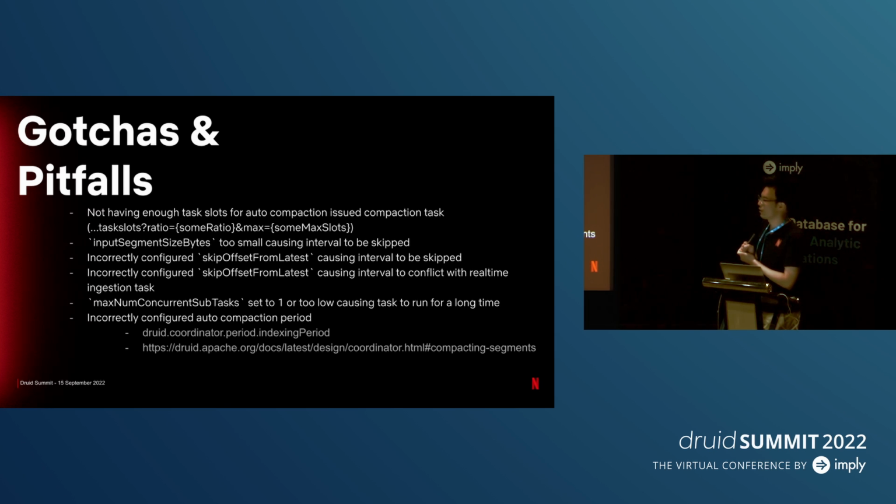The next one is max num concurrent subtasks. This enables auto-compaction to submit compaction tasks that can run in parallel. If you set it too low, or set it to 1, then your compaction tasks will run for a very long time. By default, it is set to 1, and that's a big pitfall because people haven't changed it. They see that the compaction task runs for hours and hours and never completes. Similar to how you would run your batch ingestion, you would set that higher depending on how much data you have in each of your intervals.